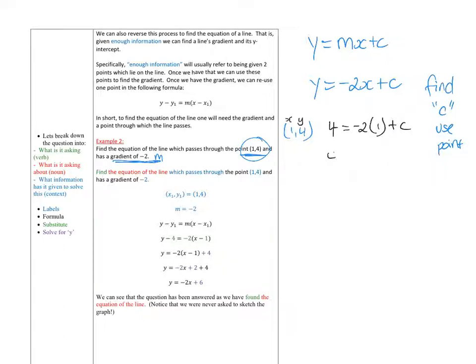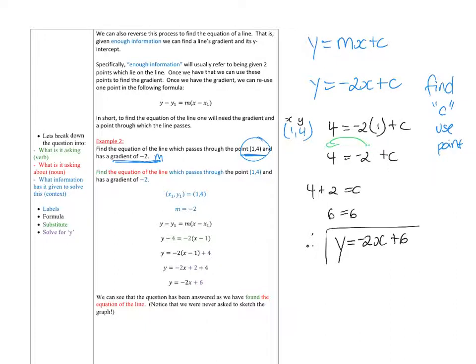Then we just multiply that out. And now to get c, I'm just going to move that over there. What will that become? It's 4 plus 2. So c equals 6. Therefore, I now know the formula for this is y equals -2x plus 6. That would be how I would do that.